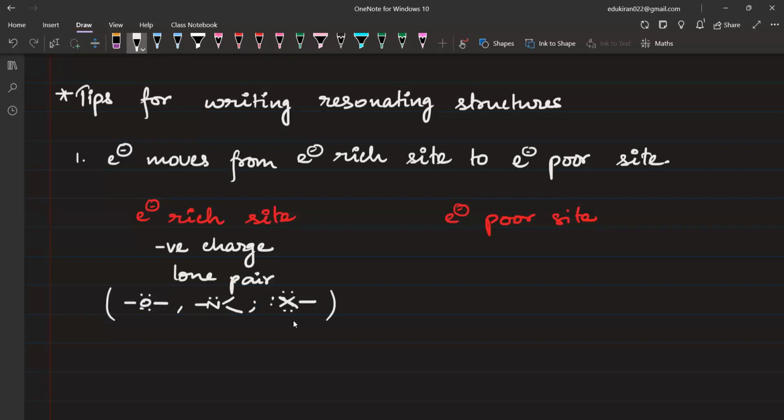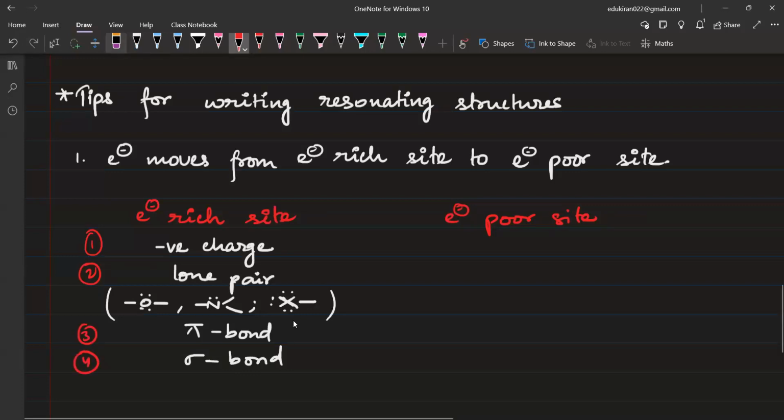ठीक है, तो इसको याद रखिएगा. These are the atoms that will be majority of the times will be having lone pair electrons. After lone pair electron, there will be pi bond, and then sigma bond. These are the electron rich site. But please understand, this is in priority. है ना, सबसे ज्यादा कौन सा है? First is negative charge, second lone pair, third में pi, और fourth में sigma.